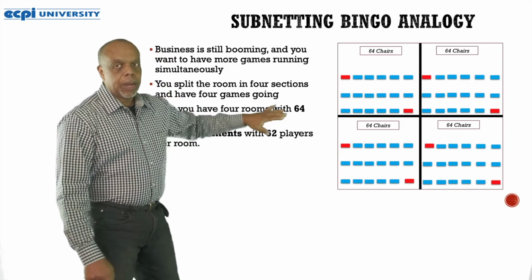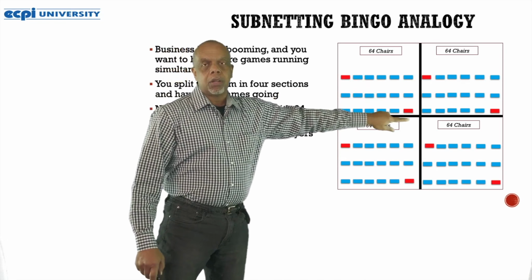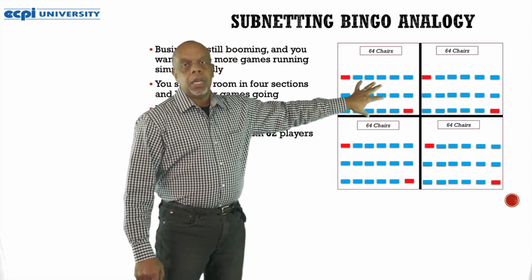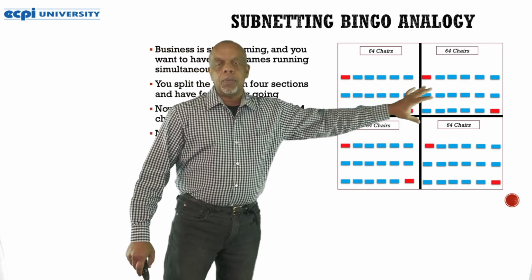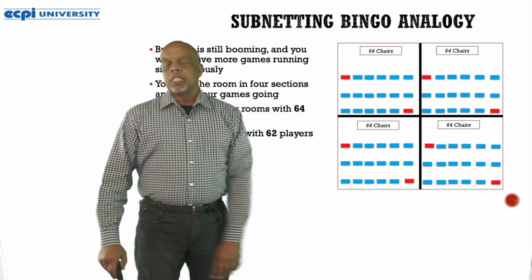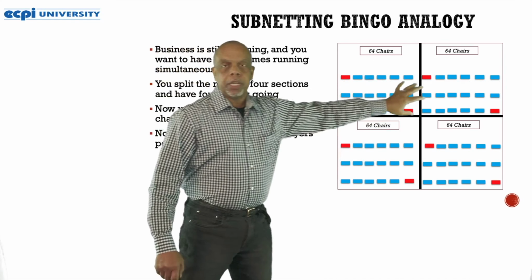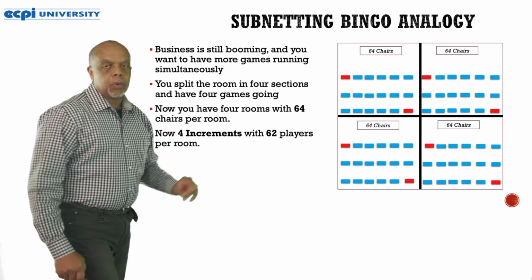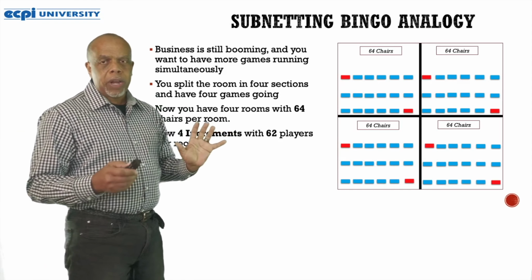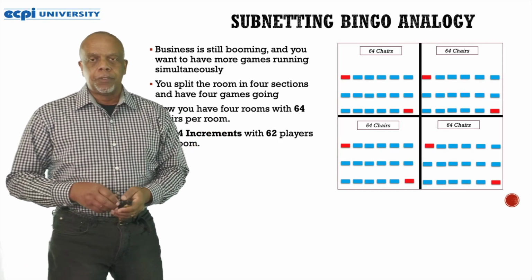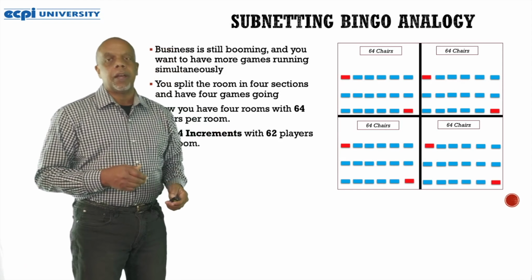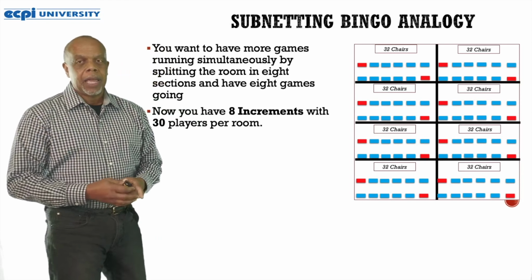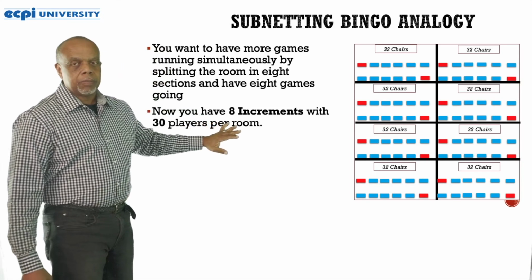And yes, you're right, in each room I have to have that caller and that checker. So now instead of being able to host 64 people per room, I can only host 62. So I have 62 here, 62, 62, and 62 per room. So I've got 4 increments of 64 with 62 players. All right. And I think you see where we're going here. Hopefully you've seen the pattern. I can just keep doing this as many times as I want.